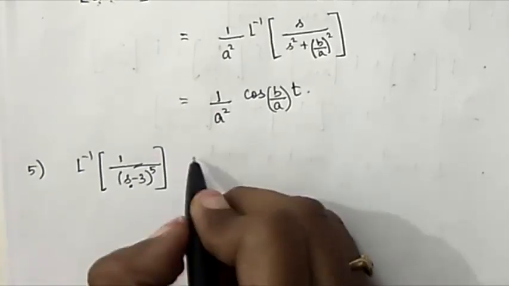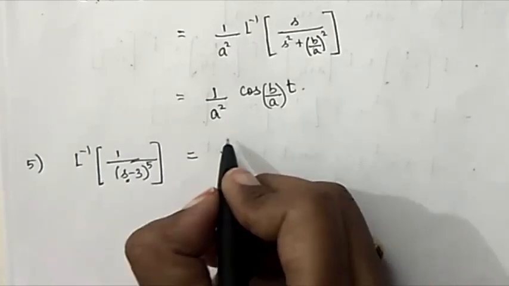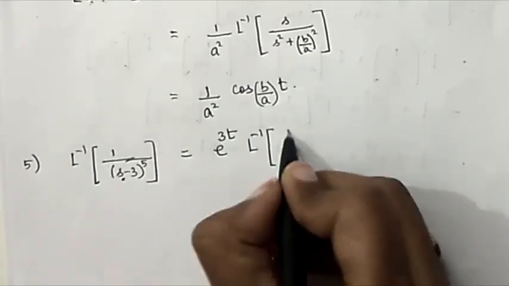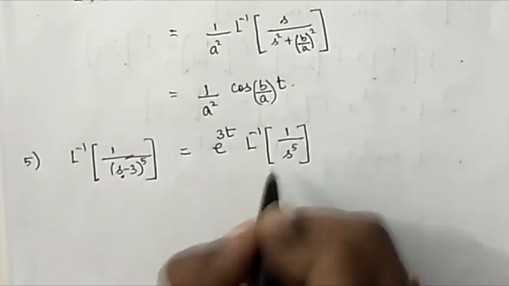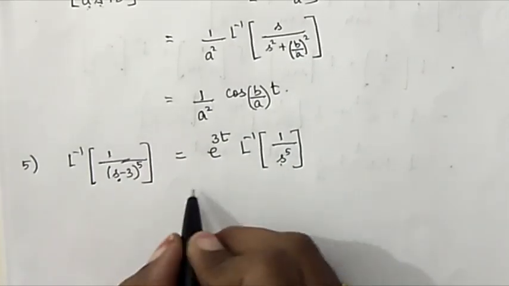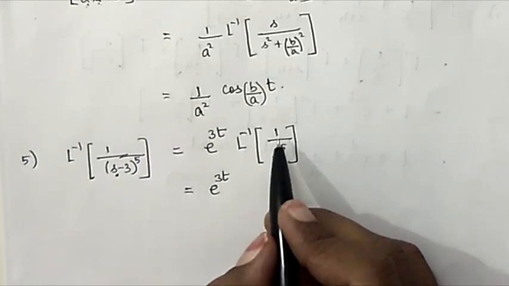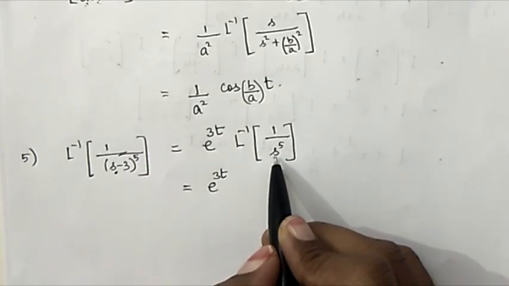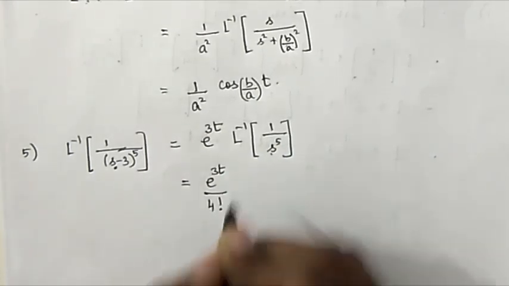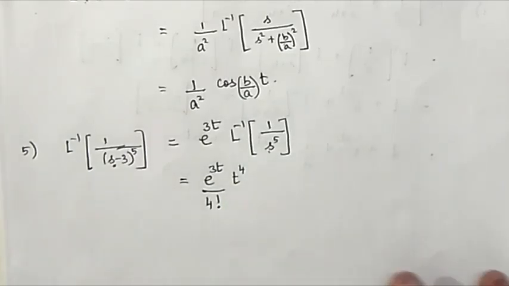So when the first shifting theorem is applied, what we do is we will take the exponential out. If it is negative here, we will write it as positive. E power 3t L inverse of the function becomes 1 by s power 5. We have taken the shifting outside, so s minus 3 will give e power 3t and the remaining will become s power 5. So e power 3t times 1 by s power 5. It is in the form of n factorial divided by s power n plus 1. So n takes the value 4. We need to divide that by 4 factorial and write it as t power 4. We can leave this as 4 factorial and this is the answer.